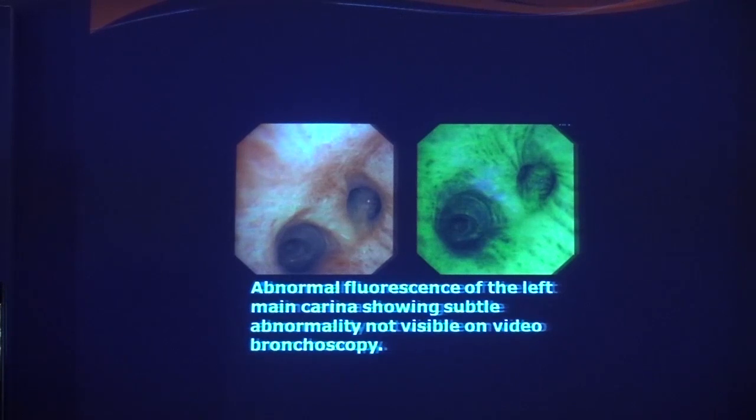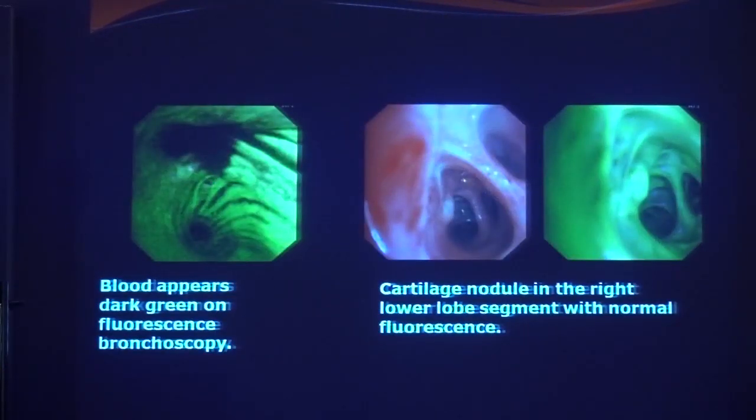This is how we can see the early malignancy as a pink color in the carina. So this should be biopsied. If you see the classical bronchoscopy, it does not differentiate. So as we go on, this is bleeding, it's dark. This is a cartilaginous nodule. It proved to be very normal and benign.